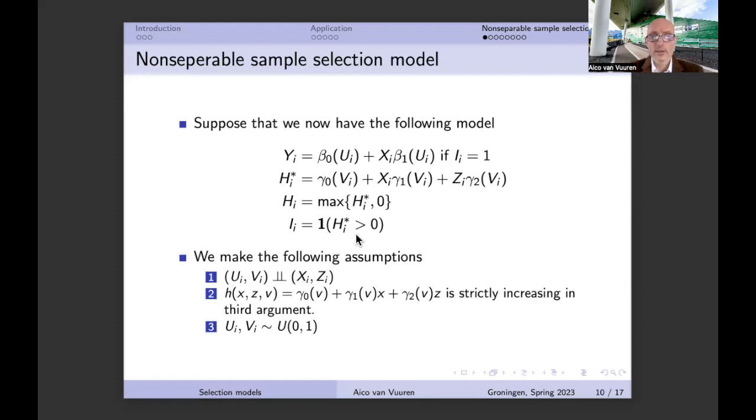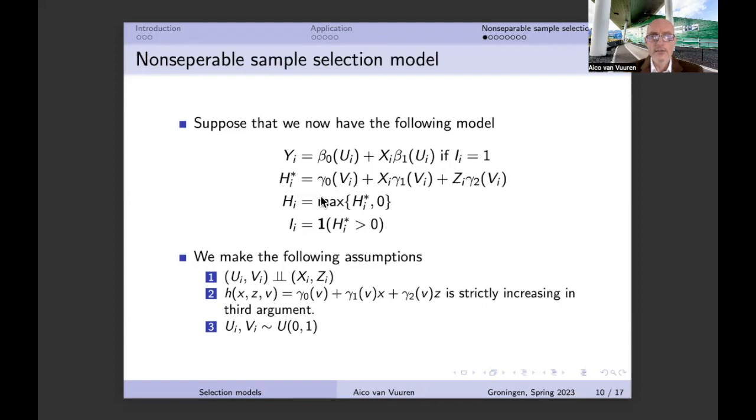This again is going to be stronger than what we had in the linear regression model, but you might already have expected that because in quantile regression analysis, we cannot just say that u and v are going to be uncorrelated to x and z. Then again, and this is quite in line with what we also had with respect to endogeneity, we're going to define the function h(x, z, v).